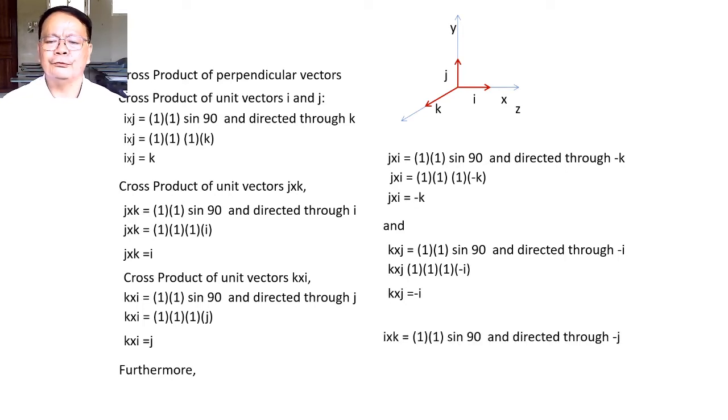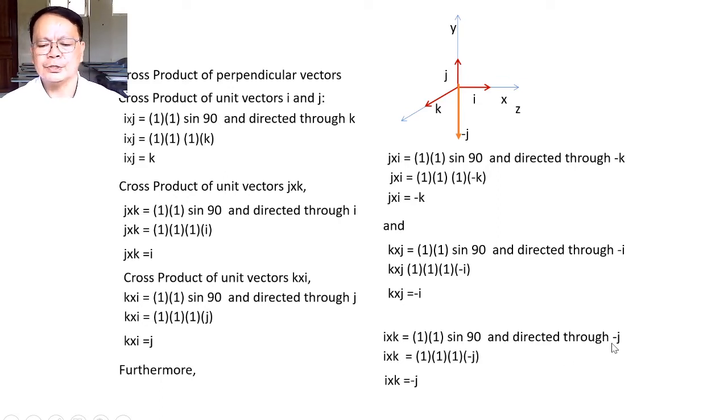And that is also true for the other cross products of the unit vectors. This time I have i cross k. You'll notice that if we multiply i cross k using the cross product multiplication, the direction of the axis shall be directed in the negative j direction. So if the value is substituted, i cross k will be equal to 1 times 1 times sine of 90 directed through negative j, and that becomes equal to negative j.